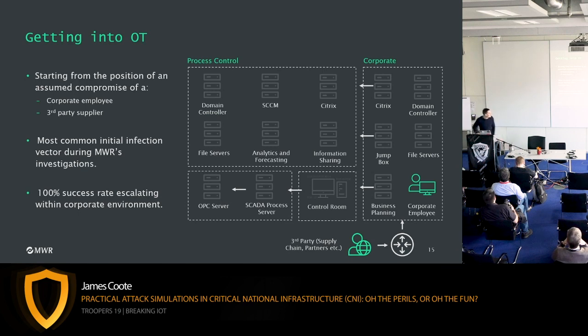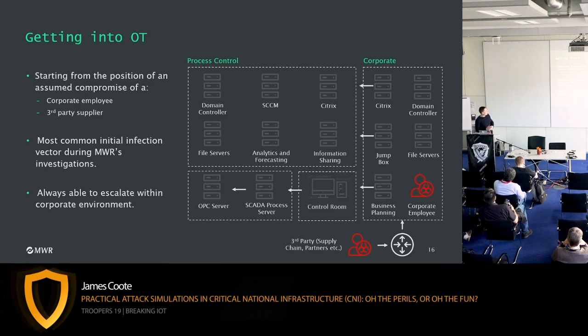So a couple of key points to note is we almost always start from the position of assumed compromise. So this is a phishing of someone in the corporate domain or a third-party supplier. And this is in line with what we've seen investigating real incidents for our CNI clients.